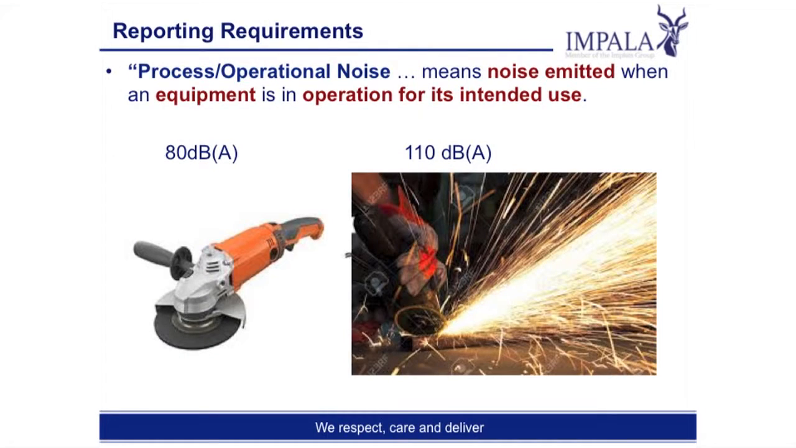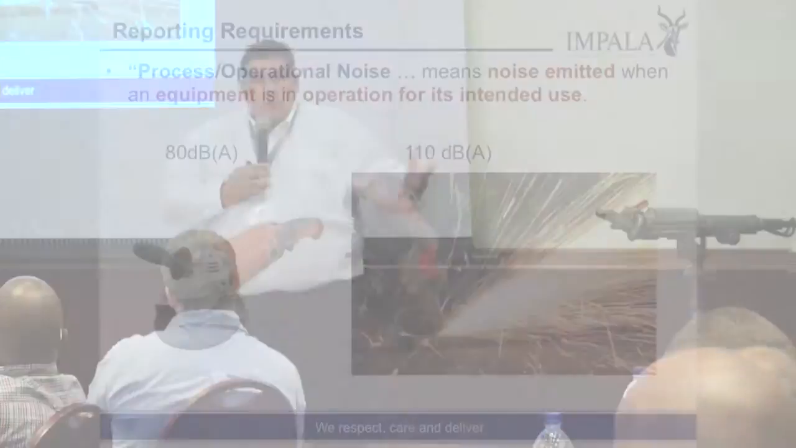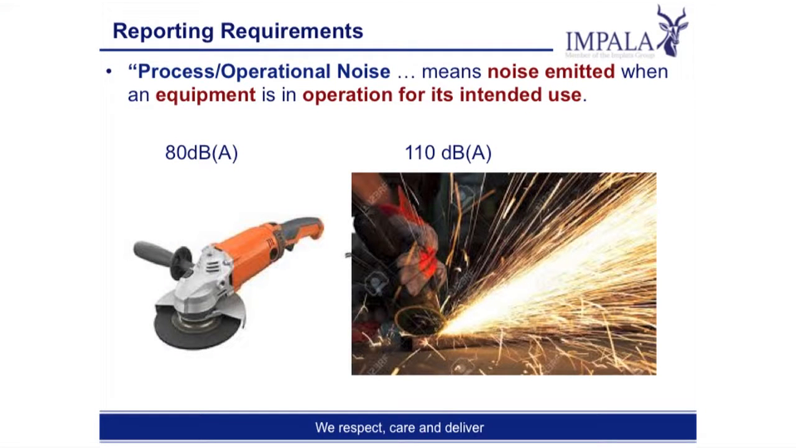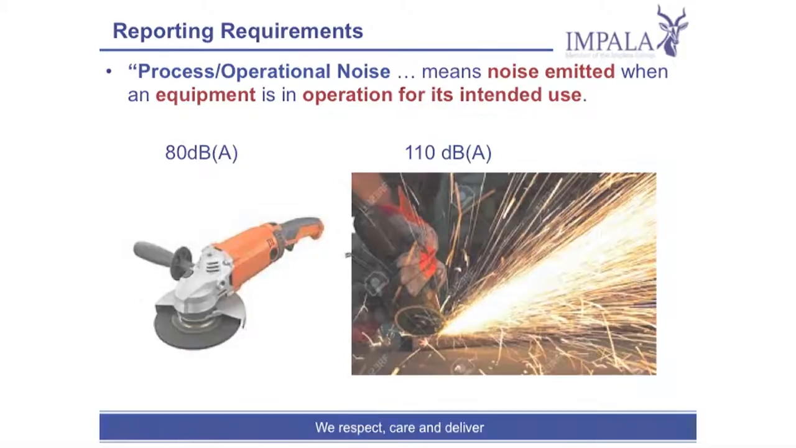Then, for example, we should just remember that the process or operational noise is mainly for what that piece of equipment was intended for. For example, you can get a grinder which operates at 80 decibels, but once it touches the steel and you start to grind, it'll maybe go to 110 decibels or whatever you've measured. So it's always for the purpose it's intended for.